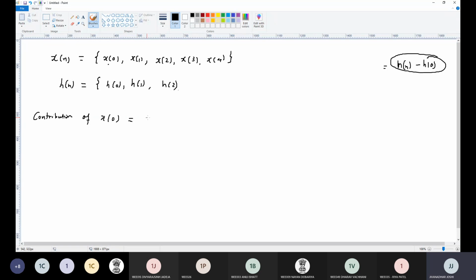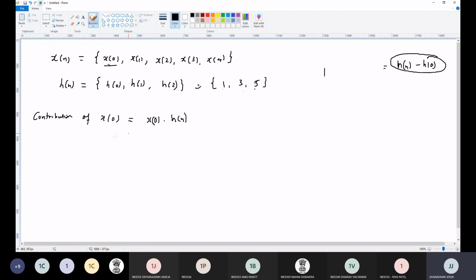Contribution of x of 0 can be understood as x of 0 element wise multiplication with h of n. Do you agree with me? अगर यहाँ पे 1 है तो output आपको h of 0, h of 1, h of 2 जितना ही मिलेगा. Say this is 1, 3, 5. बराबर? और अगर ये x of 0, 1 है तो output क्या मिलेगा? 1, 3, 5 ही मिलेगा. लेकिन अगर ये 1 नहीं है, 2 है, तो आउटपुट कितना मिलेगा? 2, 6, 10. Means it is x of 0 multiplied with h of n. Do you have any problem to accept this one? No, sir. Yes, of course.